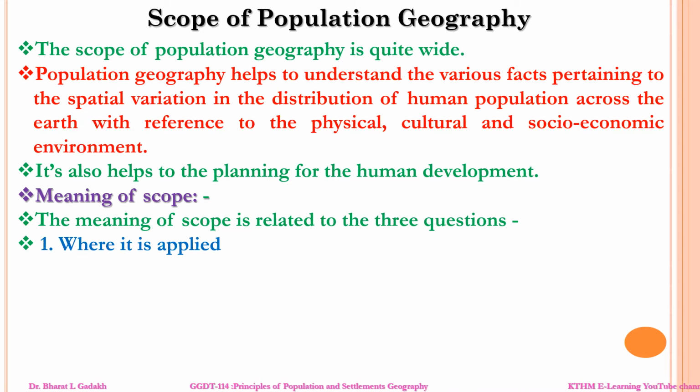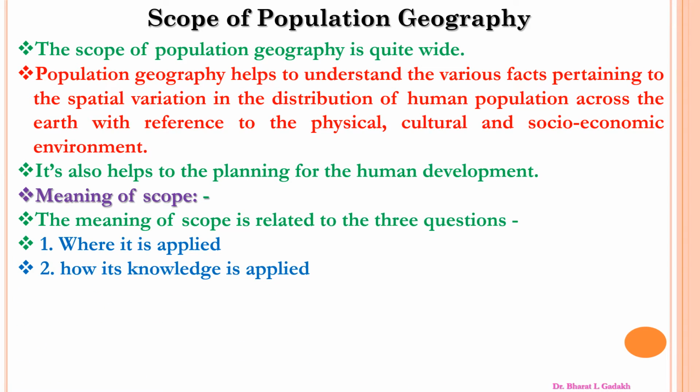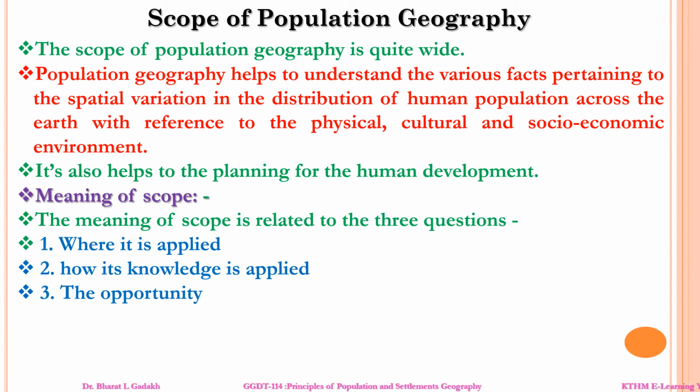For the scope of population geography, any scope means the first is where it is applied, the second is how its knowledge is applied, and the third is the opportunity. So these are the meaning of scope: where it is applied, how its knowledge is applied, then opportunity.